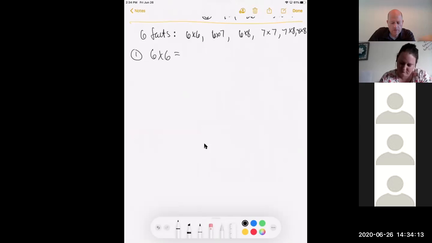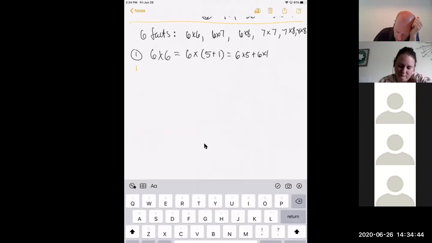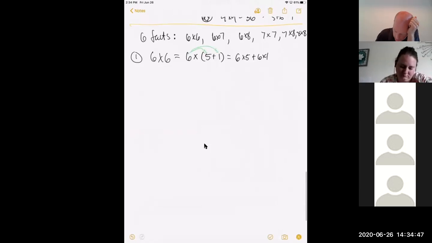6 times 6, we can break up the 6's into multiplication or addition. What do you guys think? In my mind, I do like 6 times 5 and then add 6. Great. So I want to do 6 times 5. So what I'm really doing is I'm changing the 6 into 5 plus 1. Okay, that's going to be 6 times 5 plus 6 times 1, which is the distributive property. I'm distributing the 6 to the 5 and to the 1. Okay? That's 30 plus 6 is equal to 36.